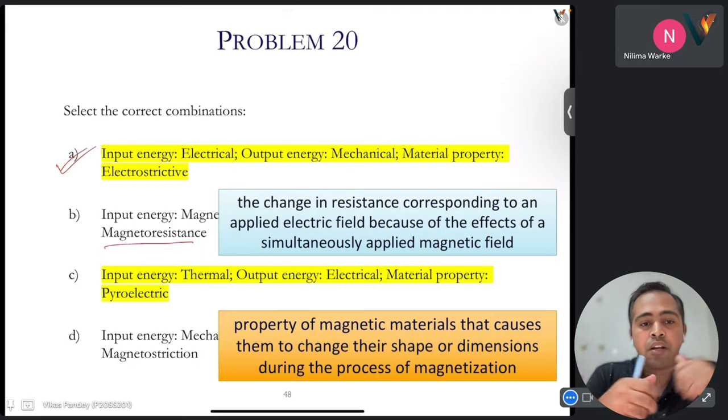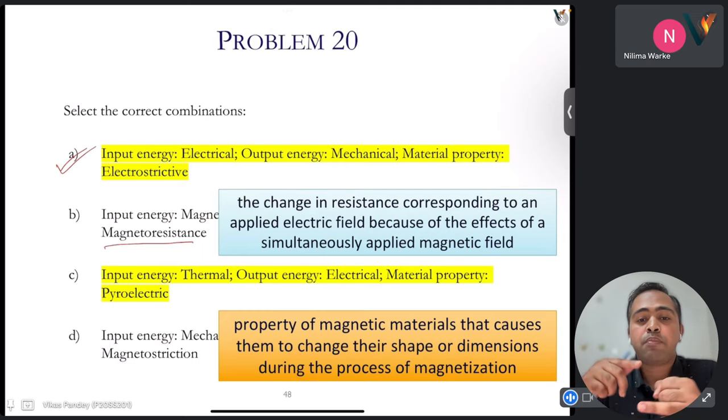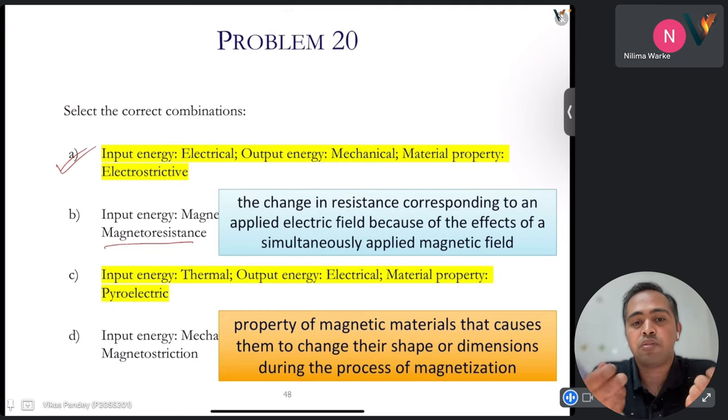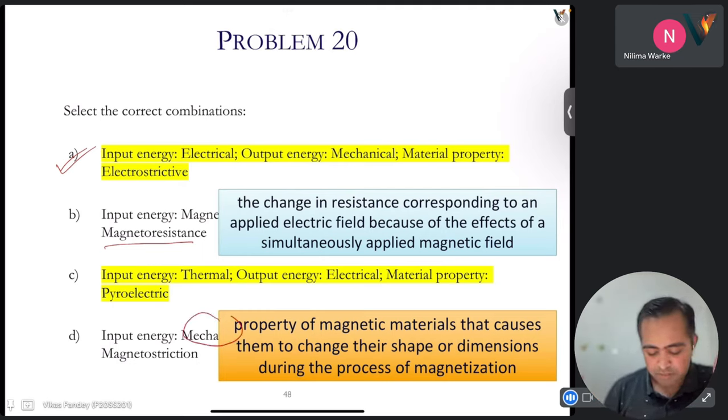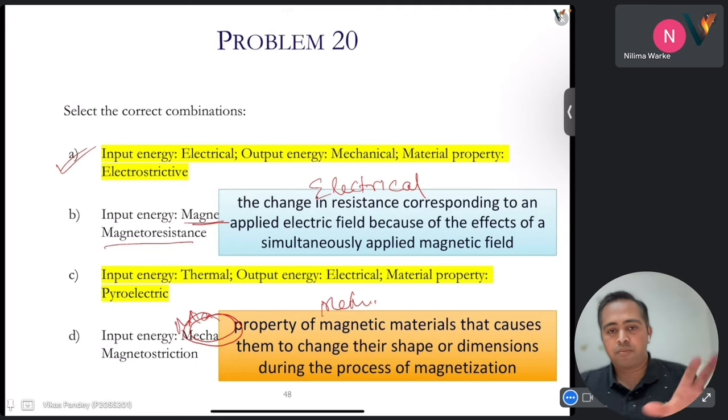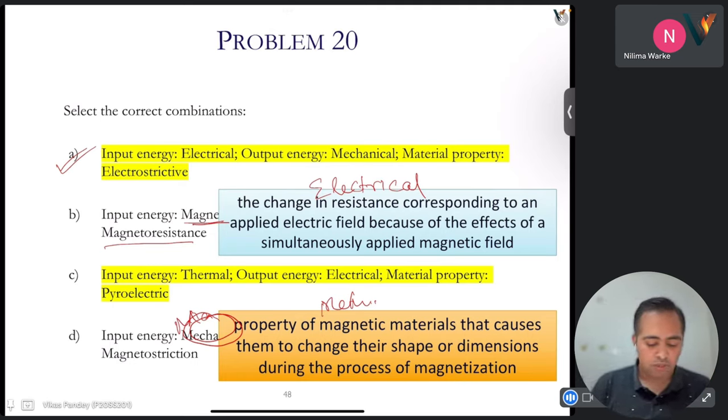Pyroelectric is correct, right? Then what is magnetostriction? The property of magnetic material that causes it to change its shape or dimension during the process of magnetization. That means when you put a magnetic field, the structure changes. So input is magnetic and output is mechanical, right? And here input is magnetic, output is electrical. You can just see this, but these two are correct.